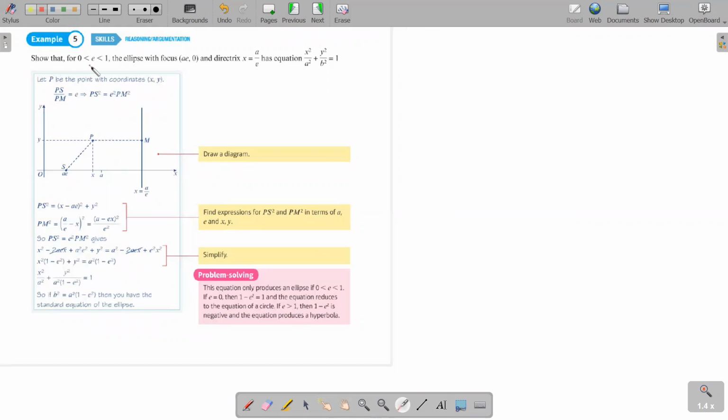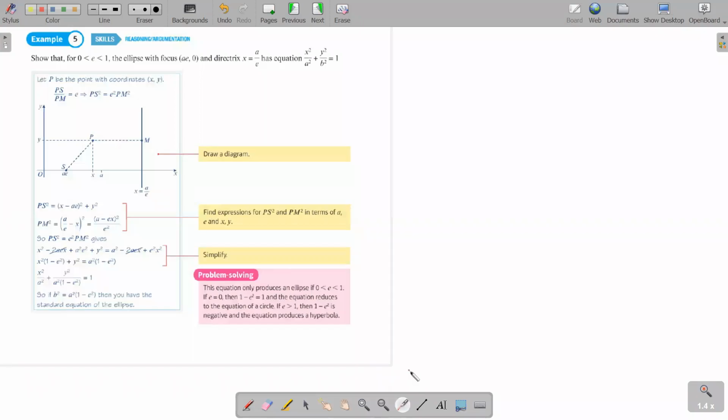Let's write down. Show that for E values between 0 and 1, the ellipse with focus (AE, 0) and directrix x equals A over E has equation x squared over A squared plus y squared over B squared equals 1. Even though this is an example in this book, it is important for identifying an important relationship. This example is something I always choose to teach every batch. So write down this question, and then let's work on this proof. There's a really important relationship that we need to prove here. First, write down the question clearly.